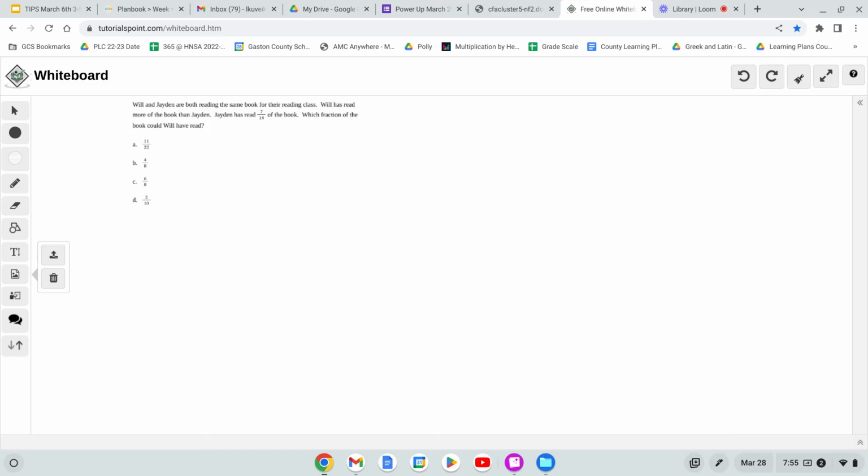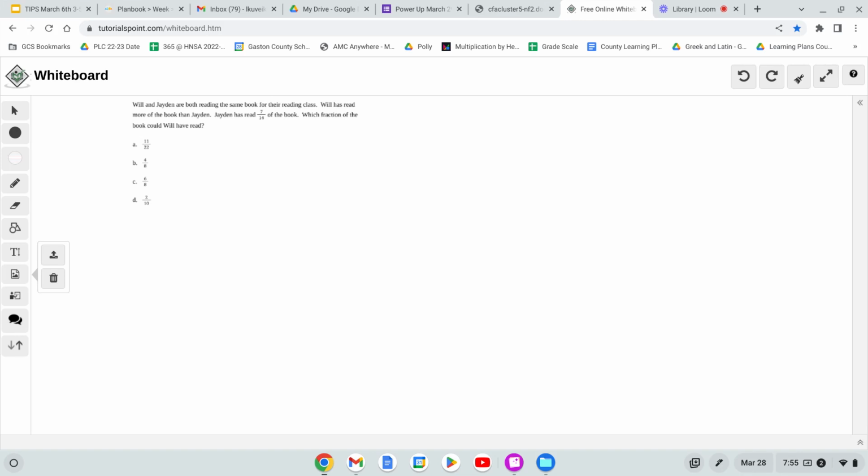Hey friends, we're going to use our 3-read strategy to try to solve this word problem. Will and Jane are both reading the same book for their reading class. Will has read more of the book than Jaden. Jaden has read 7/14 of the book. Which fraction of the book could Will have read?